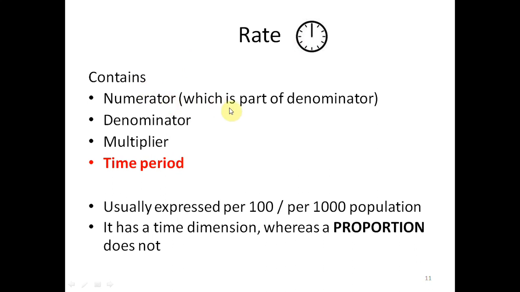The numerator is part of the denominator, obviously. And there will be a multiplier. Usually we multiply rate by 1000 and proportion by 100. We can do it with 100 or 1000, it doesn't matter, but usually we do it with 1000. It has a time dimension. This is the most important thing. Rate is always expressed in a time dimension. You'll get a better idea once we see the examples, whereas proportion is just the percentage of people affected with something among the total population. There is no time factor involved.